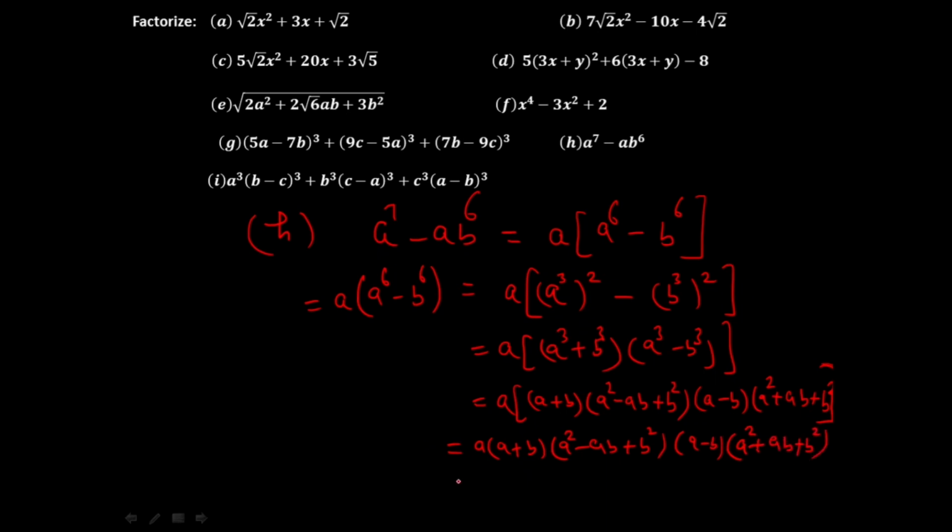That's it, my answer. You can rearrange the terms. This is a plus b. This I'm writing first here, a minus b, then a square minus ab plus b square, then the final one is a square plus ab plus b square. This is the answer.